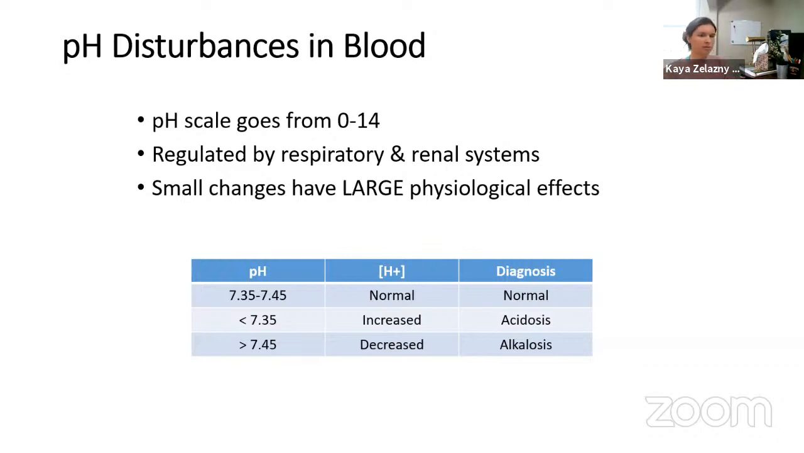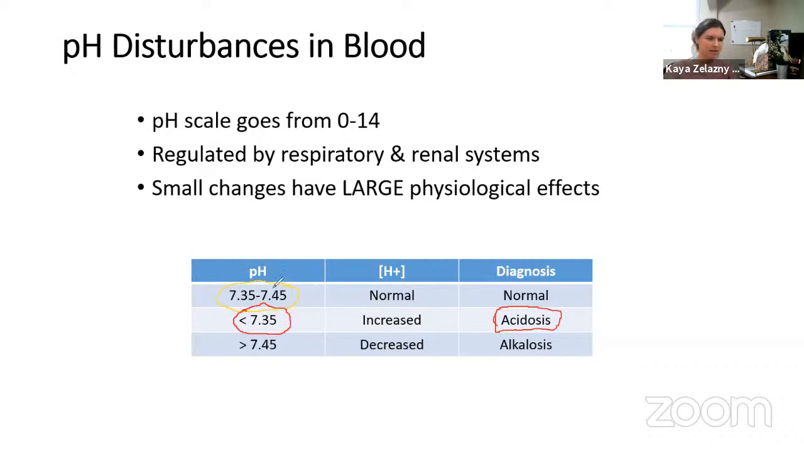Okay, so the normal range for blood pH is approximately between 7.35 and 7.45. So that's normal, and it's a pretty tight range here. As we start to deviate from that, we can have a pH that is more acidic, which we call acidosis. Acidosis is defined as blood pH anywhere below 7.35, because that's in the acidic range past normal.